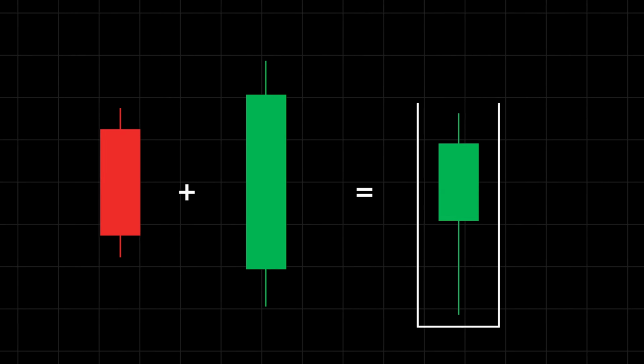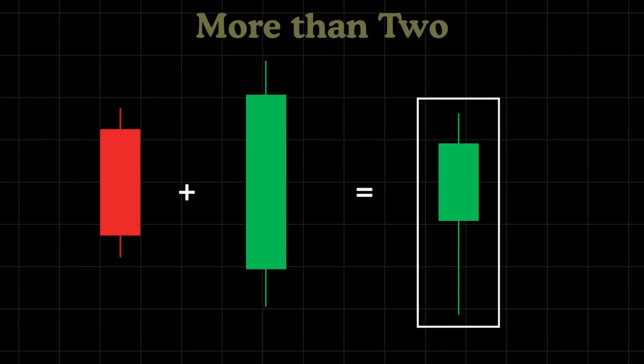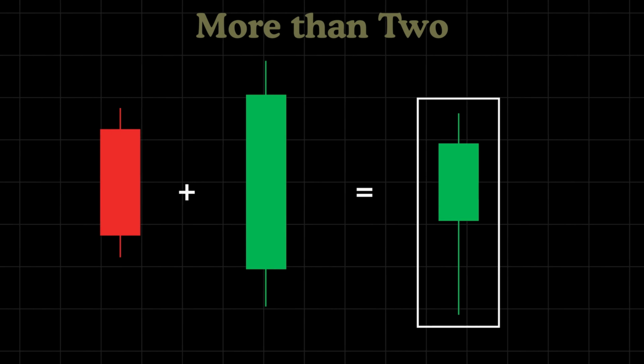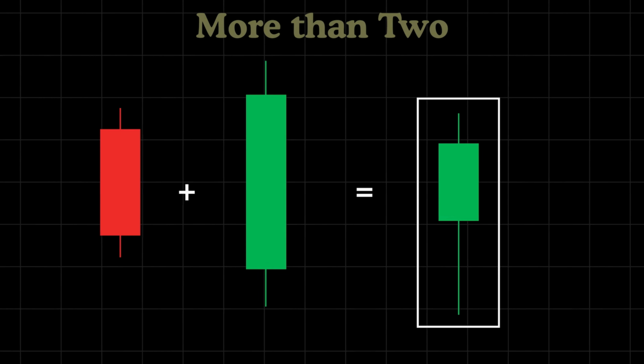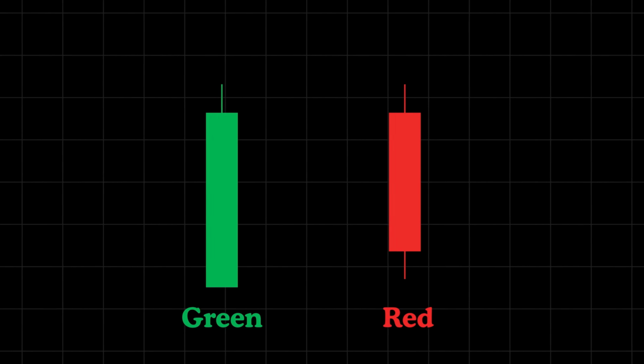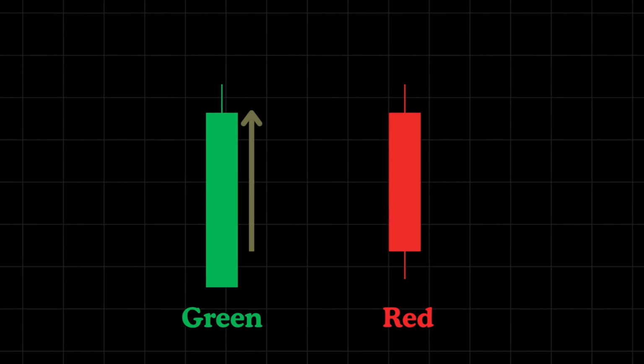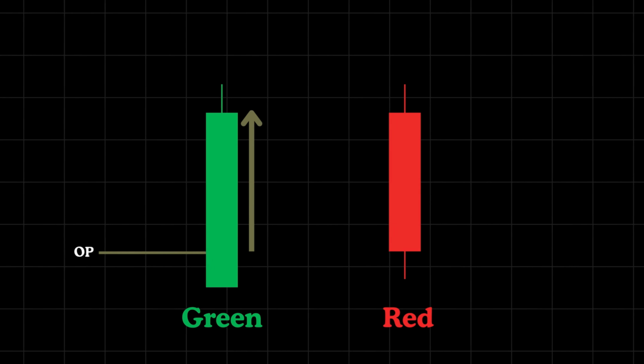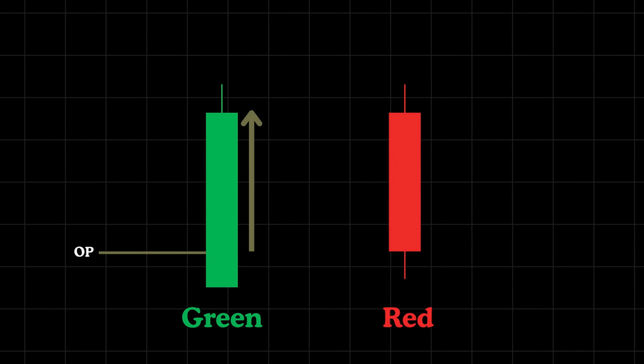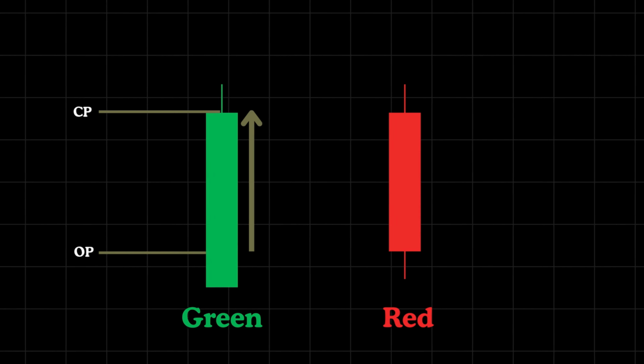Before diving deeper into this method, there are some important concepts I need to cover. Be sure not to skip the video so you can understand these concepts thoroughly. Typically, candles appear in two colors, green and red. As most of us know, during the creation of a green candle, buyers push the price upward. As a result, the opening price is lower, and the closing price is higher.